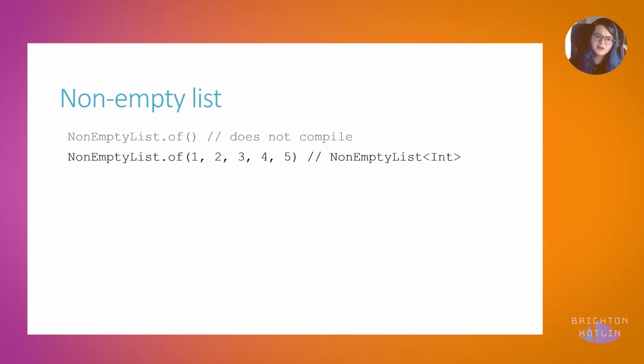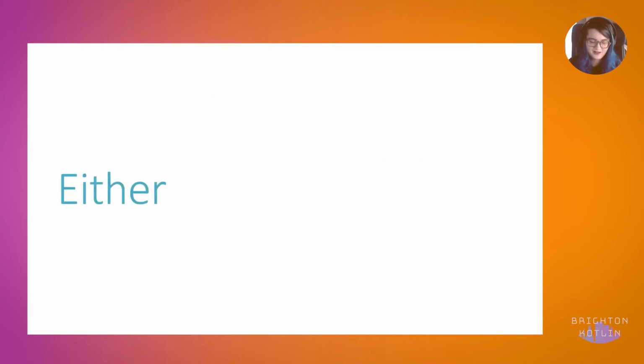Like in this example, you can see a NonEmptyList of integers. That just works. What's nice, Arrow has integrations with JSON already. So if you use JSON in your project, it will work just fine, out of the box. Sounds easy, doesn't it? So let's take a look at something more advanced. It's called Either.